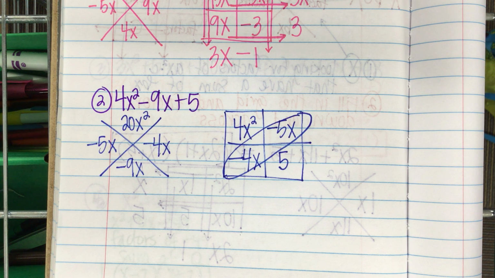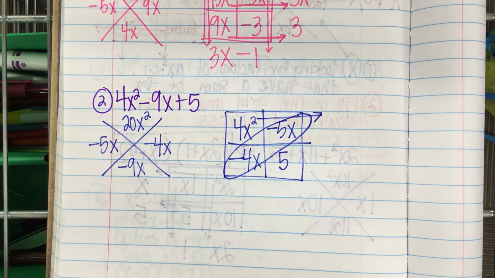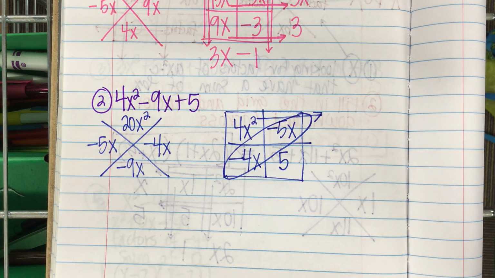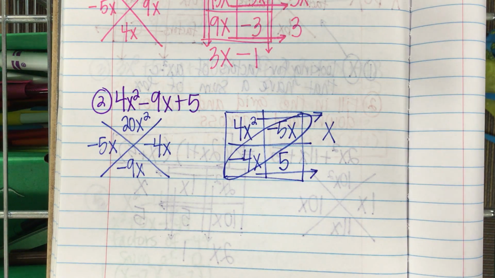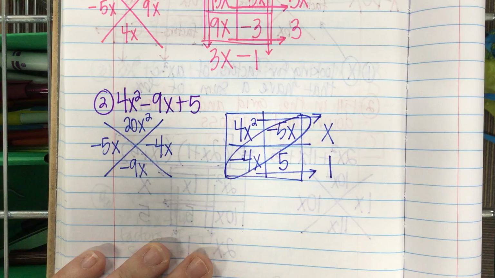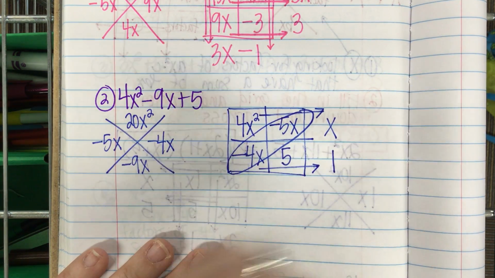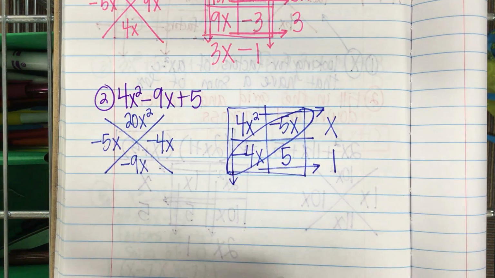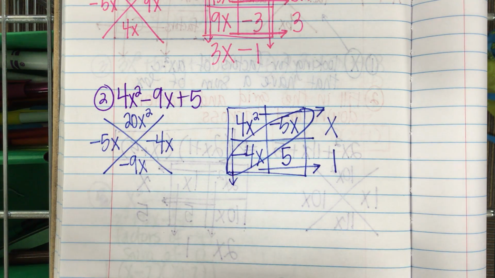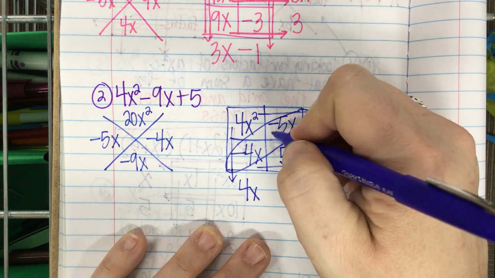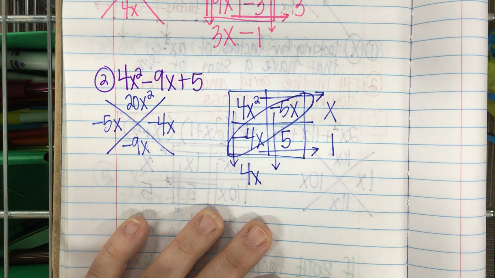it's on the bottom of the first page of notes. Both problems are going to be minus. Even if you factor them and they're positive, both problems are going to be minus. Here we go. What do 4x squared and negative 5x share? Just an x. What do negative 4x and 5 share? Just a 1, right? What do 4x squared and negative 4x share? 4x. What do negative 5x and 5 share? 5.